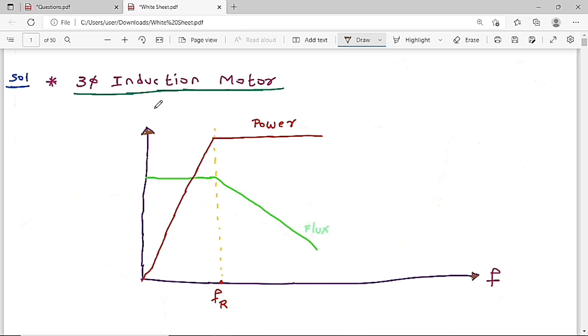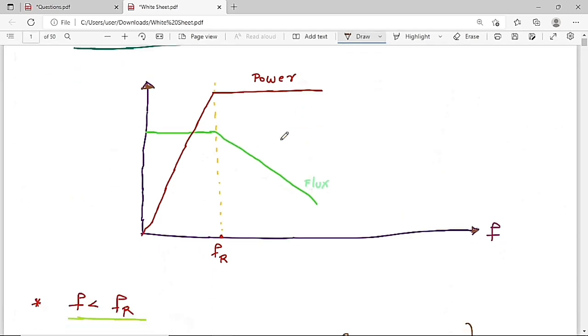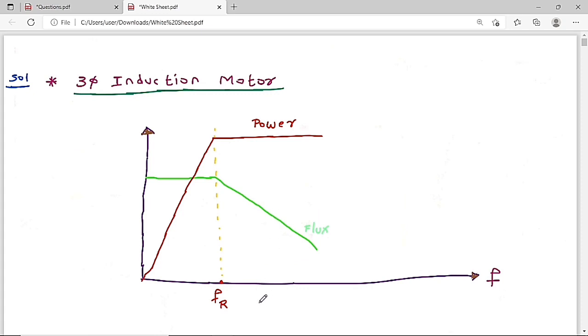This is the three-phase induction motor, and this is the diagram between the flux as well as the power. You can see clearly that below the rated frequency the flux is constant, but above the rated frequency the flux decreases. Whereas below the rated frequency the power is variable, but above the rated frequency the power is constant. In the question, the frequency is above the rated frequency, increasing from the rated frequency to twice the rated frequency, so we are going in this direction.